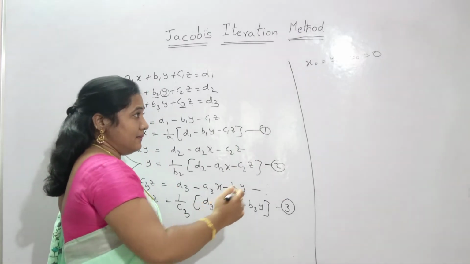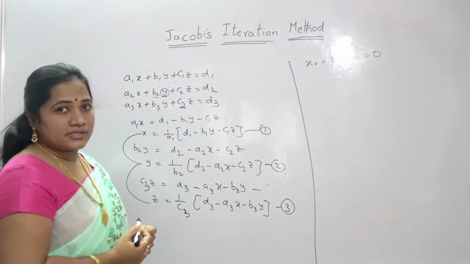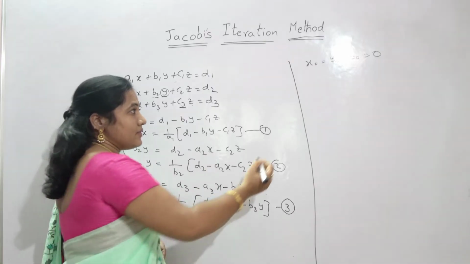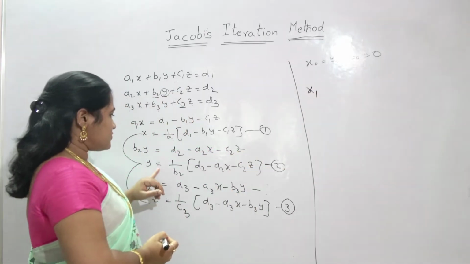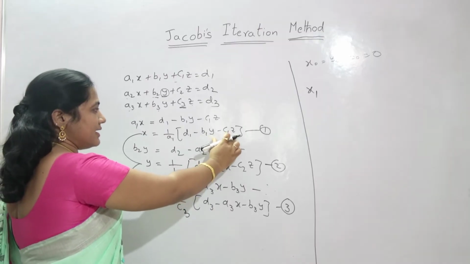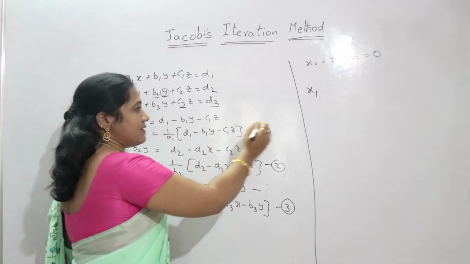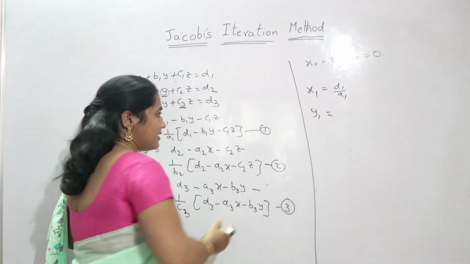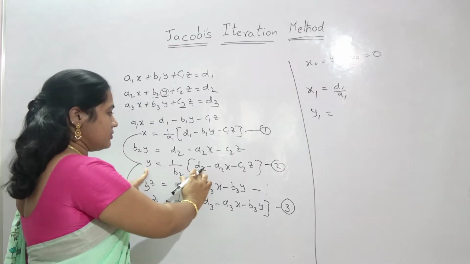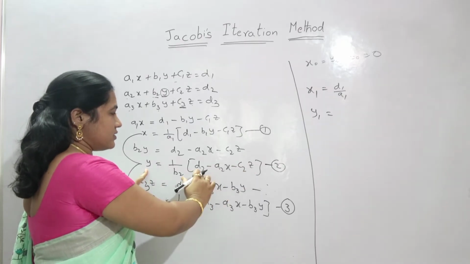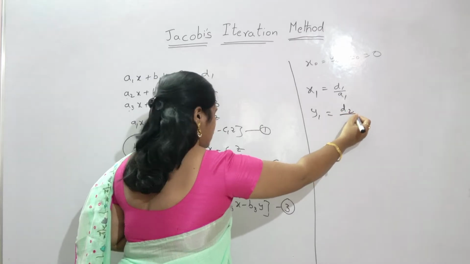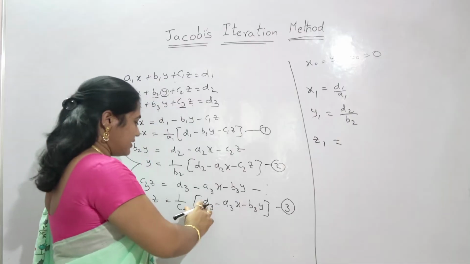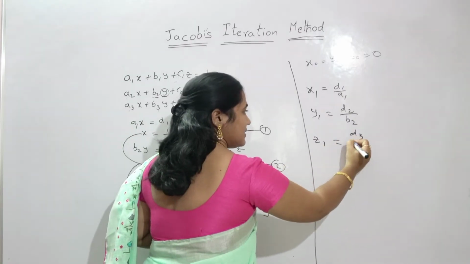After substituting x naught, y naught, z naught equals 0 in the first, second and third equations, you will get the x1 value. So what is the x1 value? If y is 0 and z is 0, x1 equals d1 by a1. Similarly, y1 equals, with x 0 and z 0, d2 by b2, and z1 equals d3 by c3.